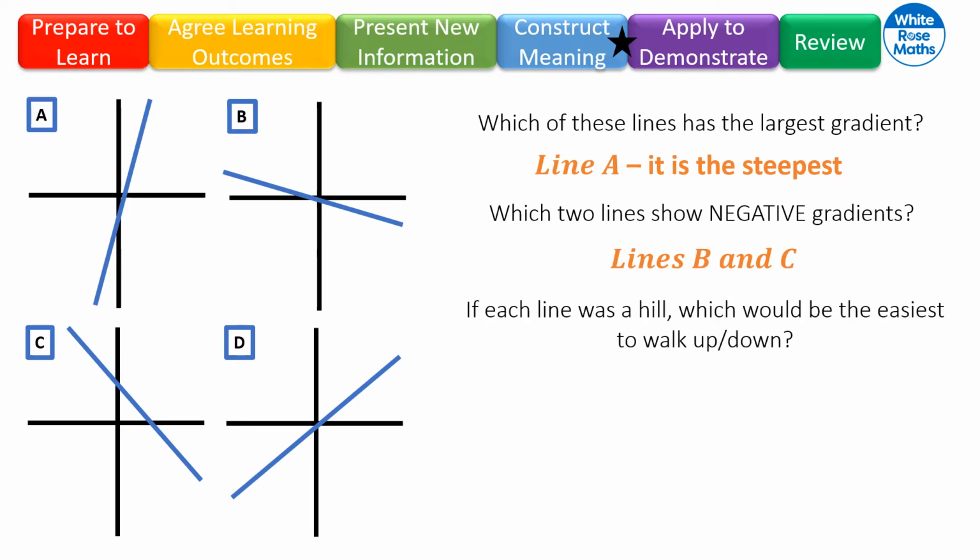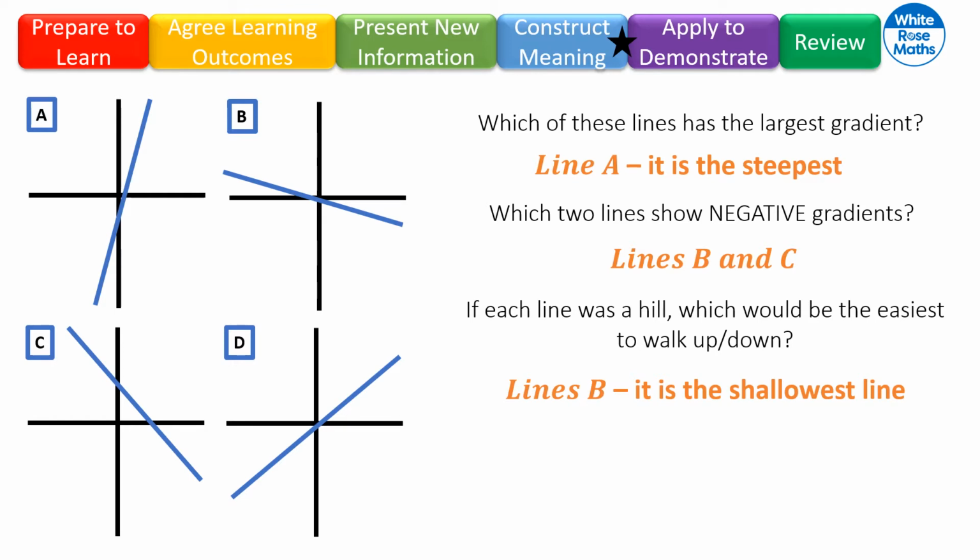If each line was a hill, which would be the easiest to walk up or down? So looking at those lines, which one would you prefer to walk up if it was a hill? I think I would go for line B, because it's the shallowest line. Okay, line B. Actually, if you were to walk down that, it's quite gradual, isn't it?